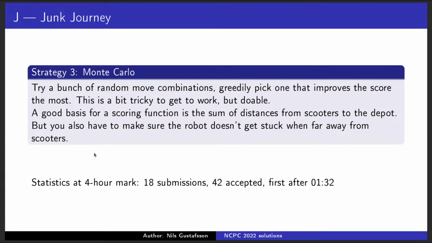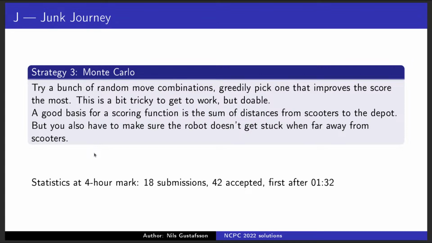Strategy 3 is, I don't think anyone actually did this, but you can also do it with kind of a Monte Carlo approach, where you try a bunch of random move combinations, and you have some scoring function, and you pick the combination that got the best score. And this is actually not as dumb as it sounds. I mean, you can take the sum of distances of all scooters to the depot. And this is a monovariant. You want this sum of distances to the depot to decrease. So that's a good scoring function.